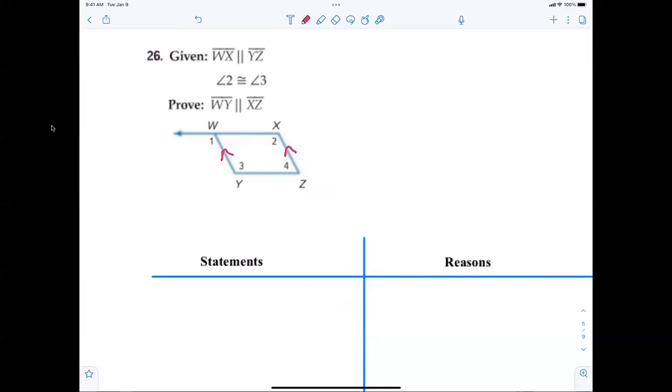Wait a minute, let me mark this. Hold up. WX. See, my mistake is sometimes when I make a mistake, I write what I'm trying to prove, and then that messes me up. Does everybody see what I'm saying? The only thing I know for sure right now is that this is parallel and these two are equal. All right, I'm trying to prove, I'll write it, highlight it. I'm trying to prove these are parallel. All right, so now what were you saying?